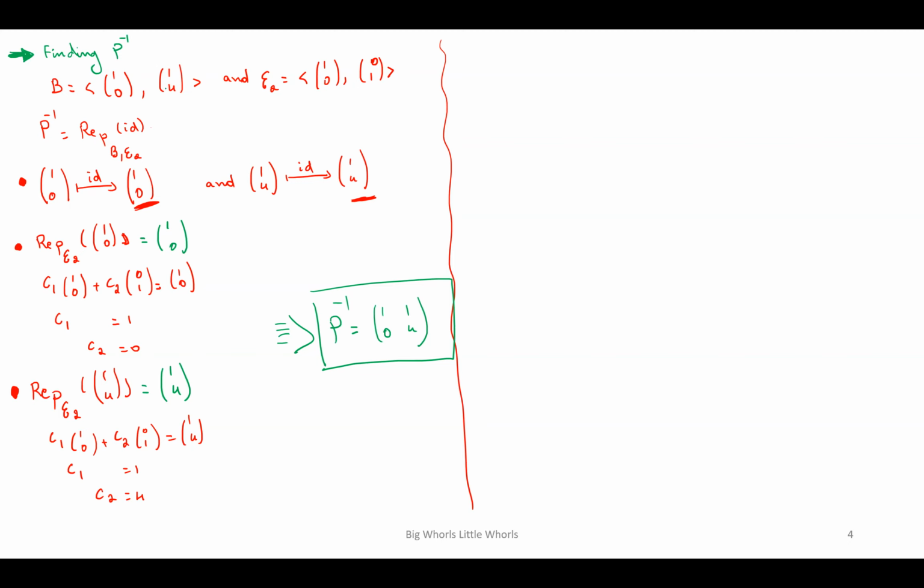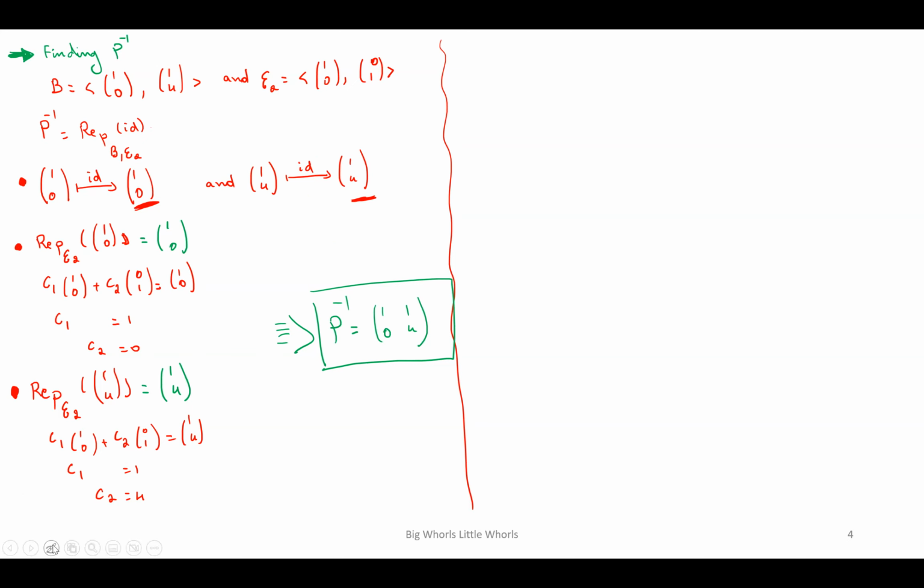So basically I could have done it on one line here. P inverse is going to be, I just put the two vectors of the basis B beside each other, but I decided to do the work so that you can see where that's coming from, just for those who don't really remember how we find representations of vectors or transformations. Okay, so we found P inverse, that's good.